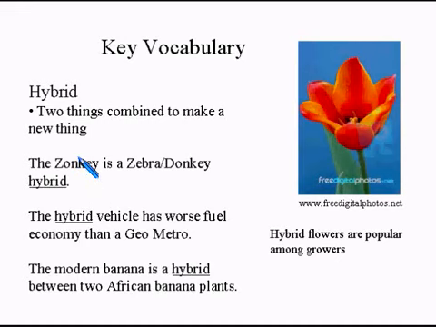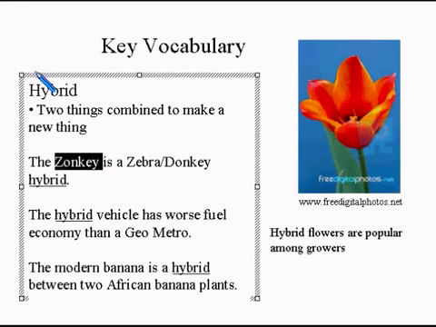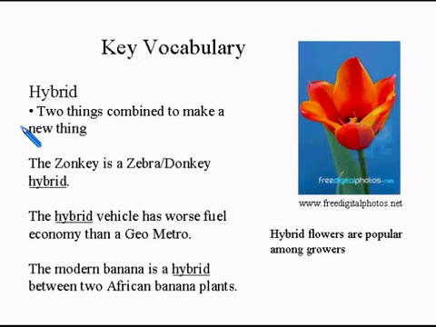When I was little, everybody was talking about this Zonkey, when they made a zebra-donkey, like a special animal. And now nobody's doing that because I guess it's not really a cool animal now. The hybrid vehicle has worse fuel economy than a Geo Metro.